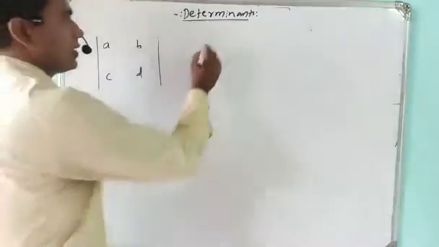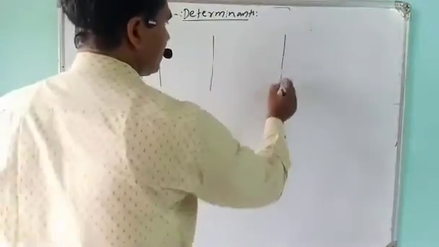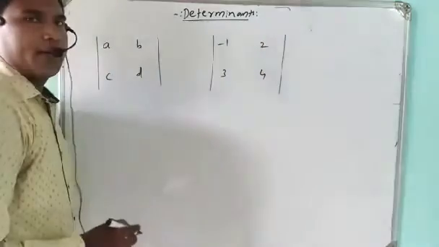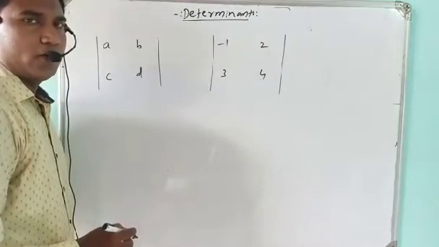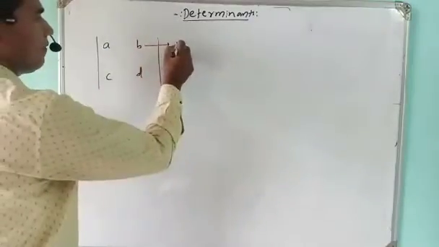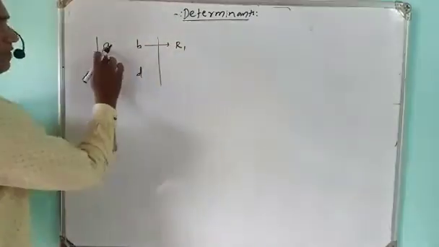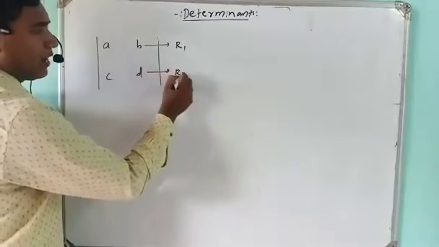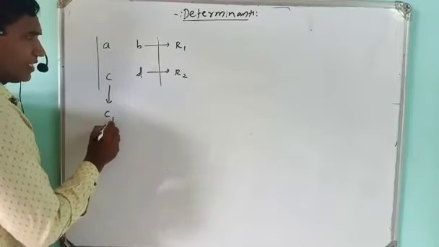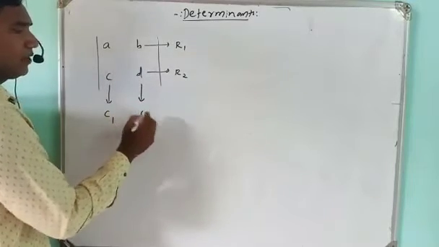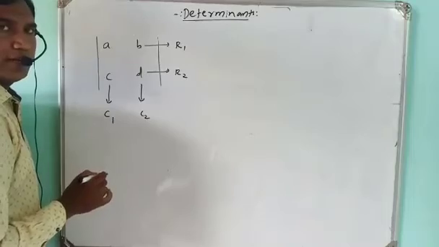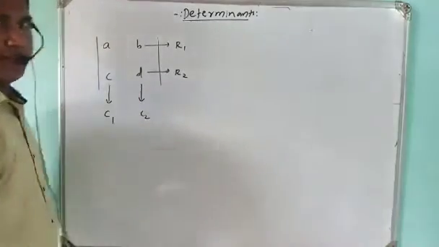Any 4 numbers, if you put vertical bars on them, like 1, 2, 3, 4, we call it a determinant of order 2. It is order 2 because, if you observe, this is R1, row 1, and this is R2, the second row, and this is column 1 and column 2. As there are 2 rows and 2 columns, it is said to be the determinant of order 2.